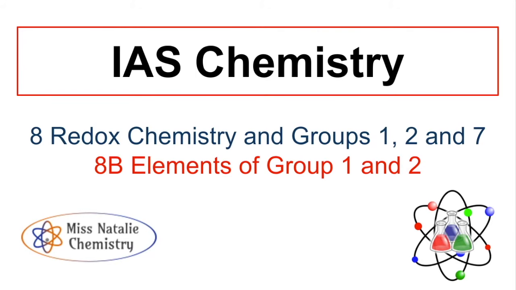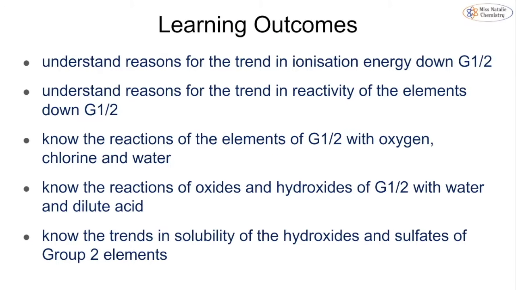In this video, we're going to be looking at topic 8b, which are the elements of group 1 and 2 of the periodic table, and this is part of the IAS chemistry course from Edexcel, and this is in unit 2. So we're going to be looking at different trends within group 1 and 2, so we'll be discussing ionization energy, reactivity, and we'll also be looking at the reactions of the elements as well as the reactions of their hydroxides and oxides and their trend in solubility.